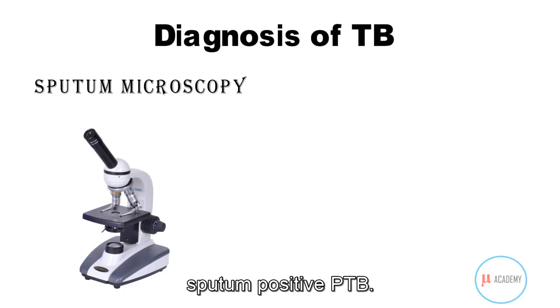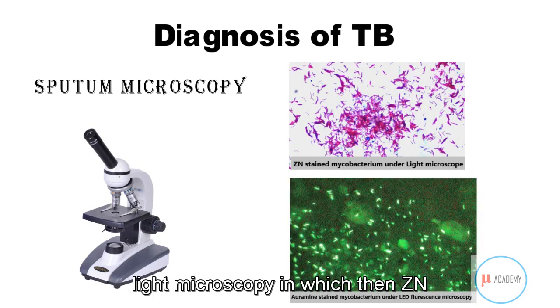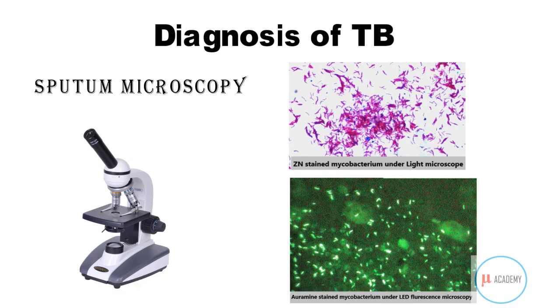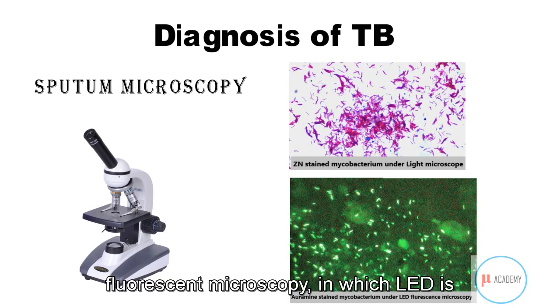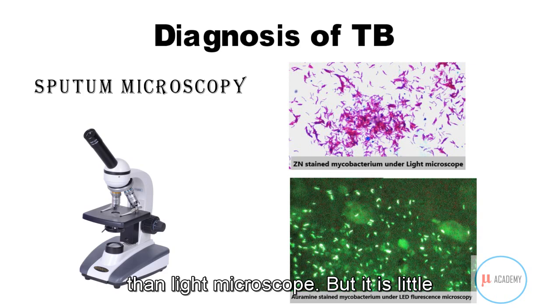Sputum microscopy can be done using light microscopy in which ZN stain is used. It can also be done using fluorescent microscopy in which an LED is used and auramine stain is used to stain the mycobacterium. Fluorescent microscopy with LED is better and faster than light microscopy, but it is a little more expensive than light microscopy.